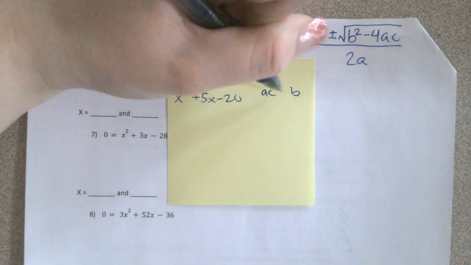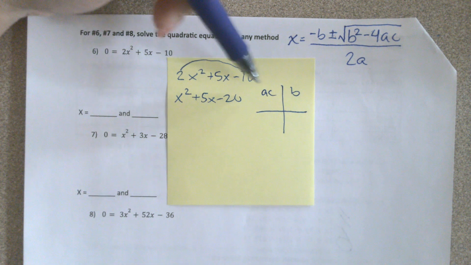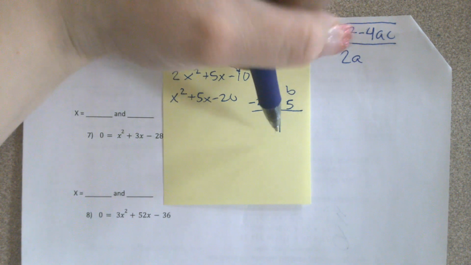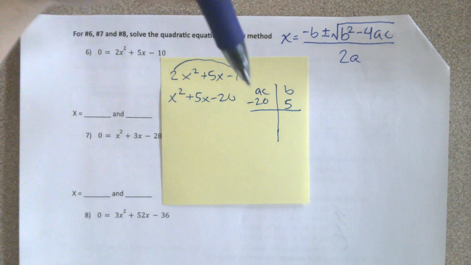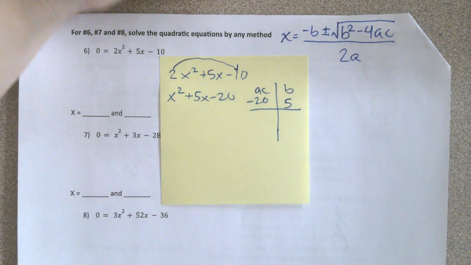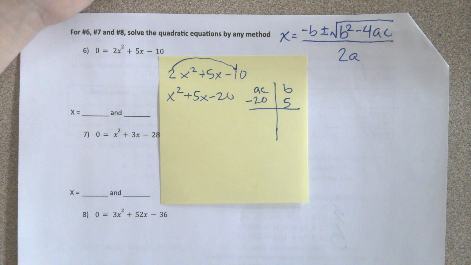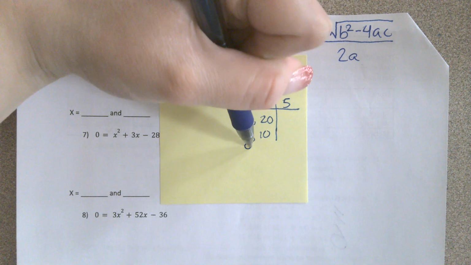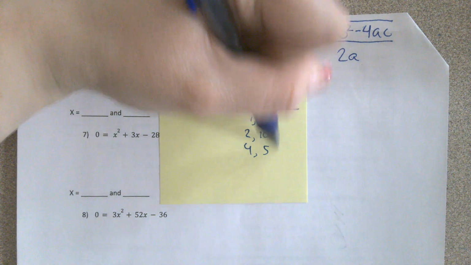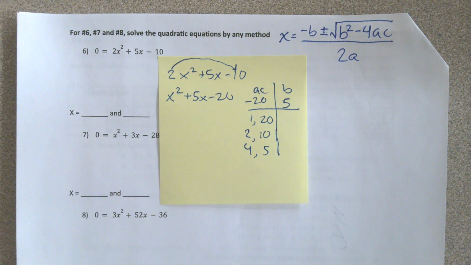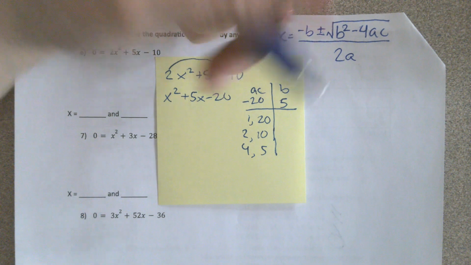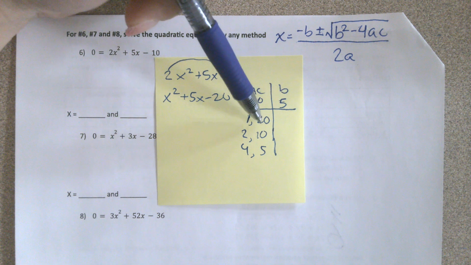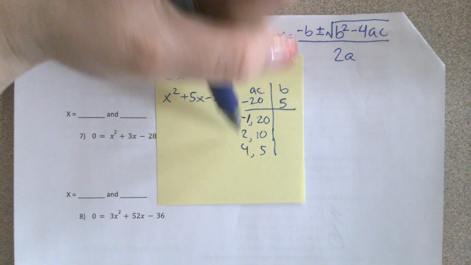Then we'd make our ACB chart. So AC is now negative 20, B is 5. So we need the factors of 20 that we could get negative 20 with and a positive 5. 20 doesn't have that many factors, so let's go through them. 1 and 20, 2 and 10, 4 and 5. That's it. So to get negative 20, one of these has to be a negative. To get a positive 5, the big number has to be positive here. So let's put that negative on all of them.